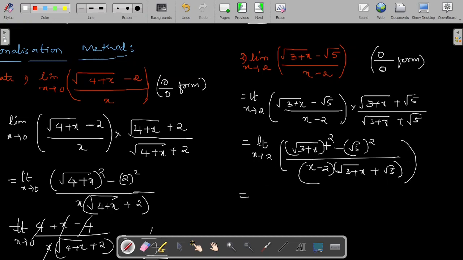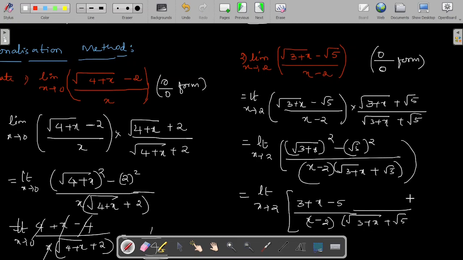So the square root and square cancel. Limit x tends to 2, 3 plus x minus 5, divided by x minus 2, into root of 3 plus x plus root 5. So x minus 5 plus 3 is x minus 2. This cancels with the denominator term. So x tends to 2, apply the limit. That is root of 3 plus 2, which is 5. Root 5 plus root 5. 1 by 2 root 5 is the answer.